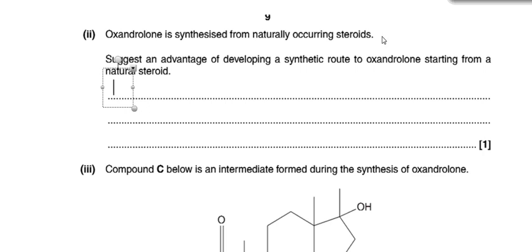Oxandrolone is synthesized from naturally occurring steroids, which suggests an advantage of developing a synthetic route to produce it. Well, naturally occurring molecules always have the same chirality. So if you're producing something from a particular chiral arrangement, the resulting molecule will be in the same chiral arrangement.